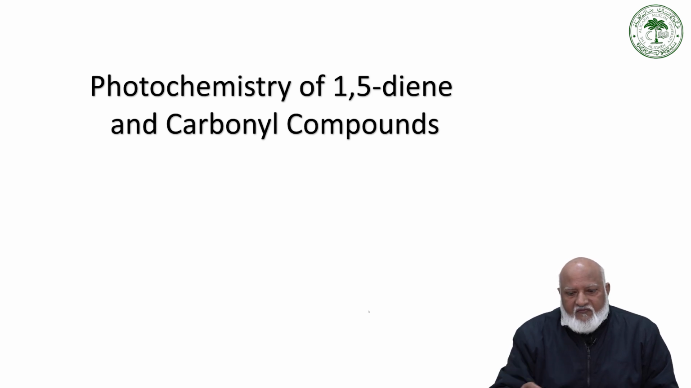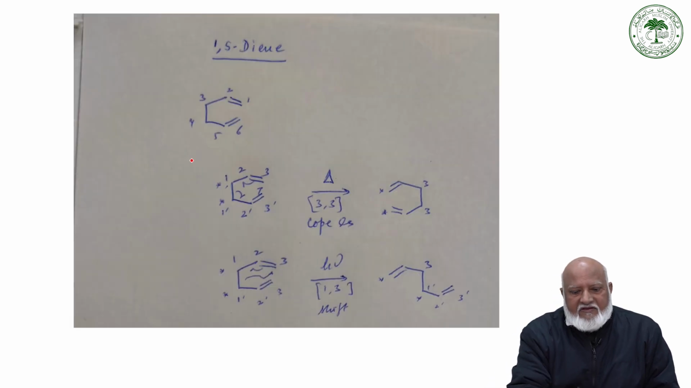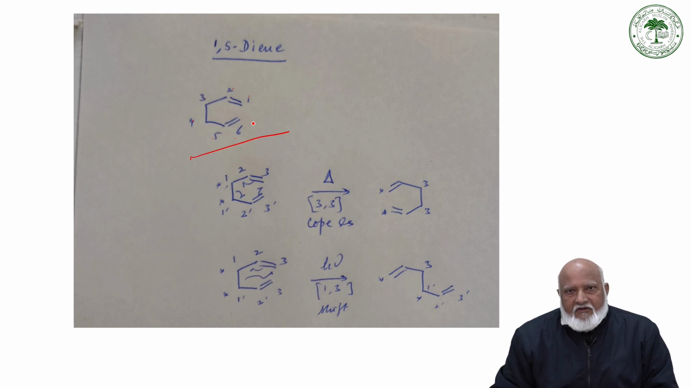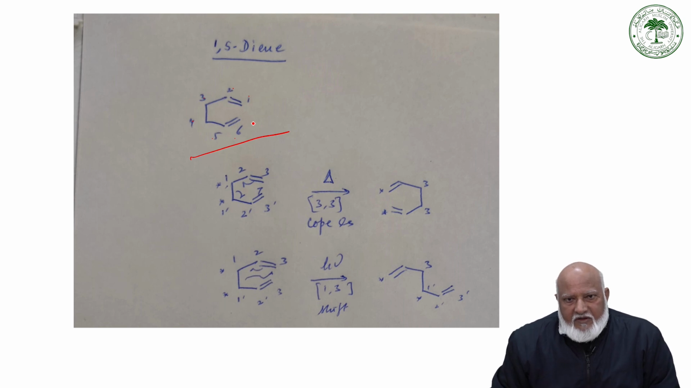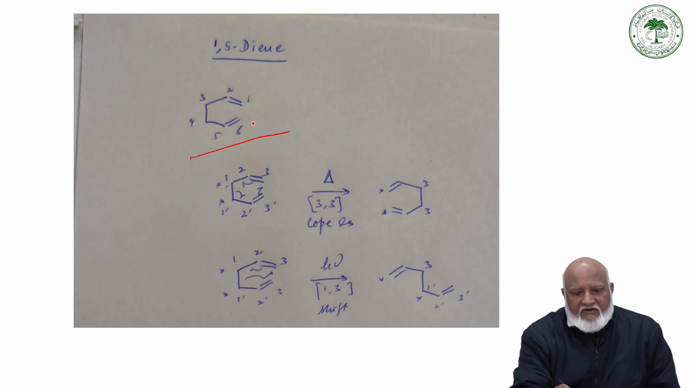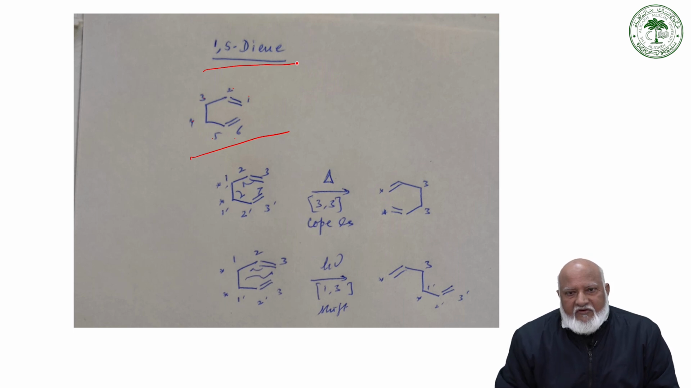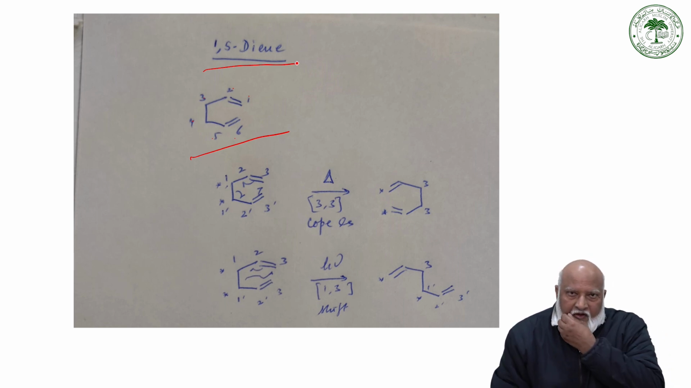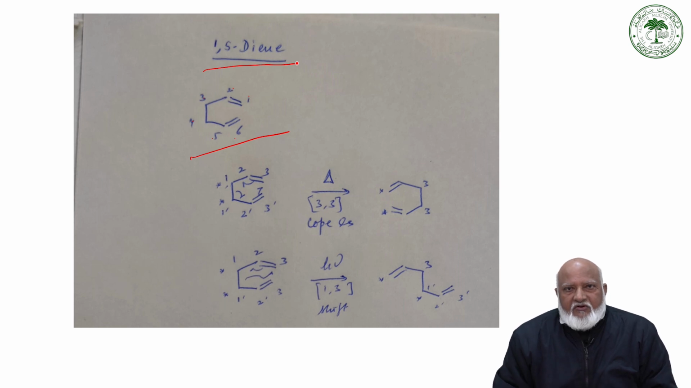Now going to the photochemistry of 1,5-diene. Later on we will also discuss the photochemistry of carbonyl compounds. As far as 1,5-diene is concerned, this is the basic skeleton of 1,5-diene. We have a 1, 2, 3, 4, 5 and 6 carbon system, with one double bond between carbon number 1 and 2, and the second double bond between carbon number 5 and 6. We would like to see how this 1,5-diene undergoes photochemistry.